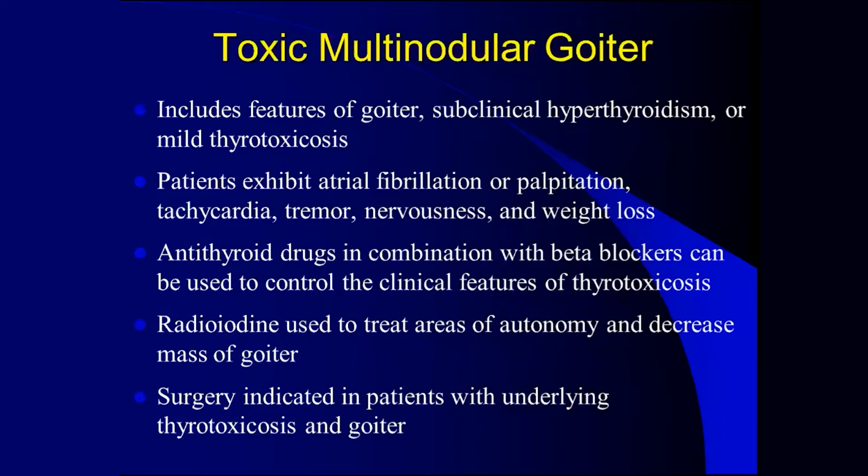Coming to toxic multinodular goiter, this could present just as a goiter or as subclinical hyperthyroidism or with mild thyrotoxicosis. Patients can exhibit certain cardiac symptoms, could be coming to you in atrial fibrillation or palpitation or tachycardia. The patient could have tremor, nervousness, and even weight loss. Usually, antithyroid drugs along with beta blockers are given to control clinical features of thyrotoxicosis. However, in certain cases, radioiodine may need to be given, or when the size of the multinodule is too big, we might need to do a surgery also.